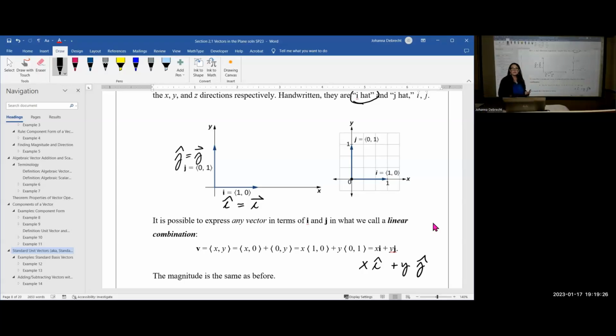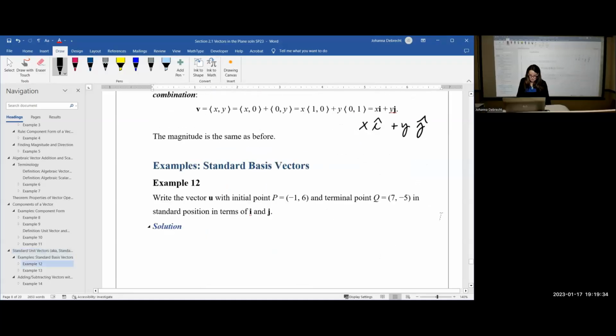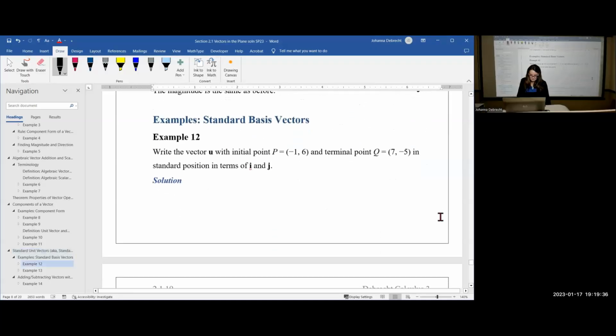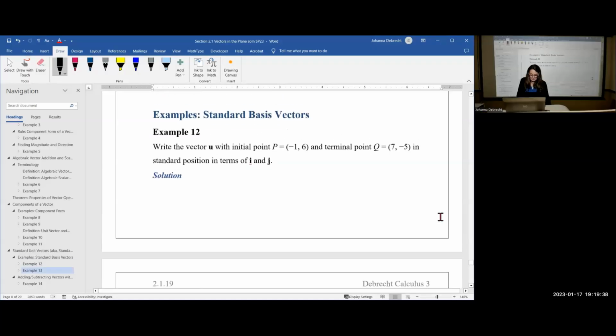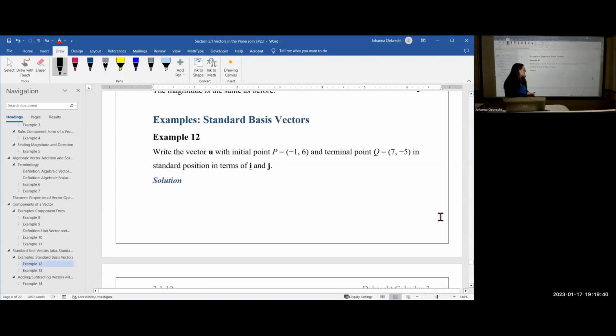And that's what you would typically see. I'll refer to them as i hat and j hat because that's more common in physics, and I want to make sure I use pretty much the same notation when I can. It doesn't affect the magnitude, obviously. It's just another way of writing it.